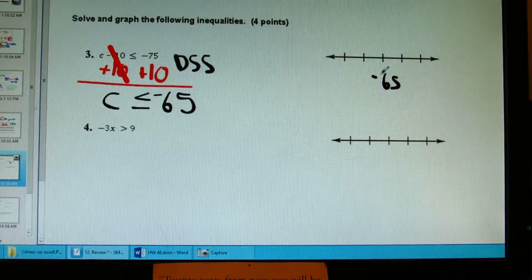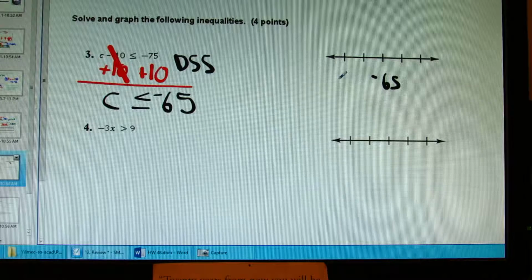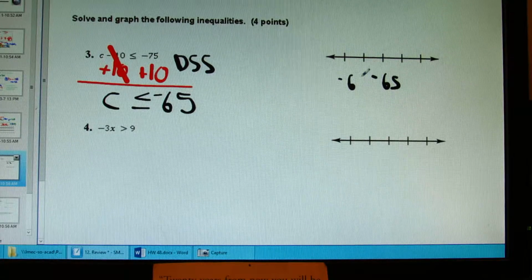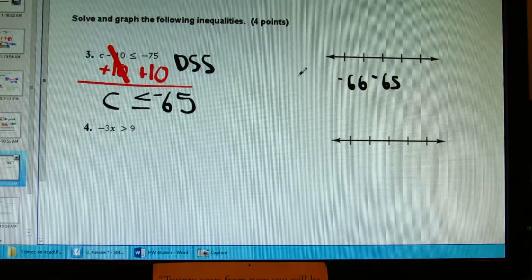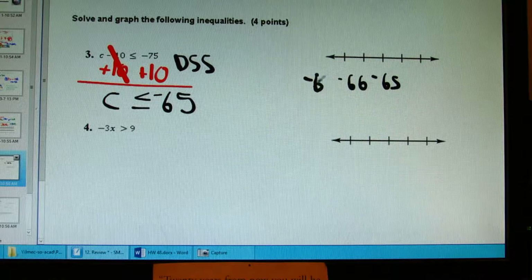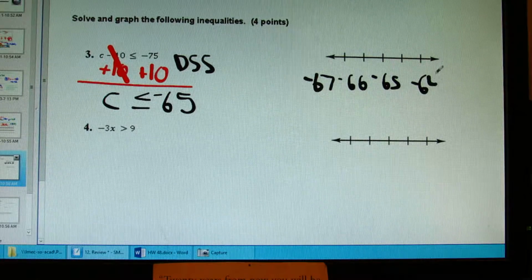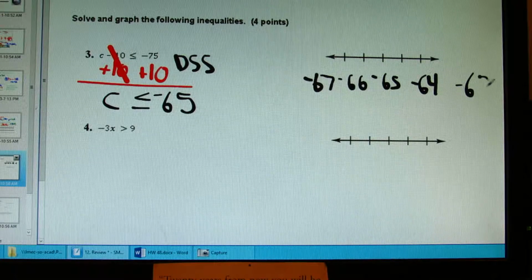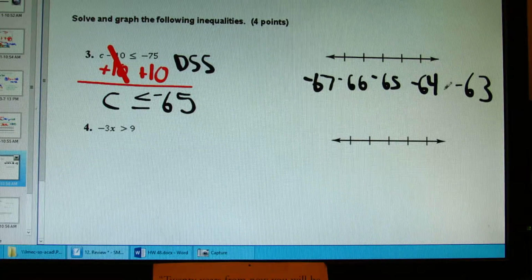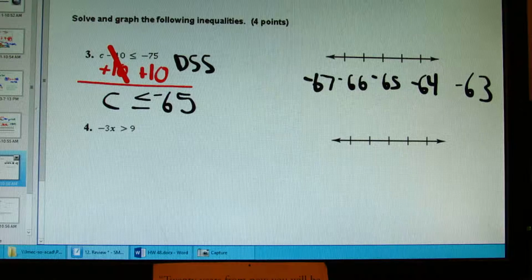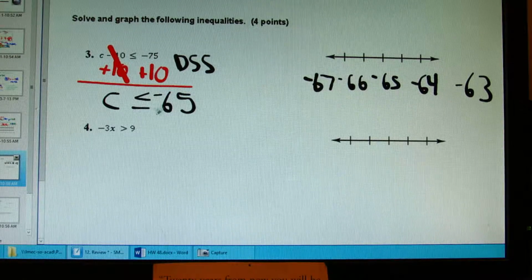Remember, negative numbers go backwards. So even though this should be a lower number, because it's negative, it's actually going to be a higher number. I'm going to try to squeeze them in, but you guys hopefully can write a little smaller than me. Check your number line. Make sure they're in this order. Otherwise, they're incorrect.